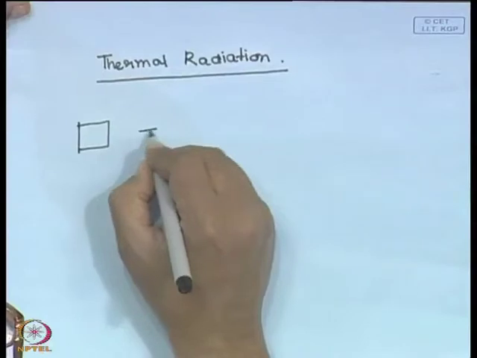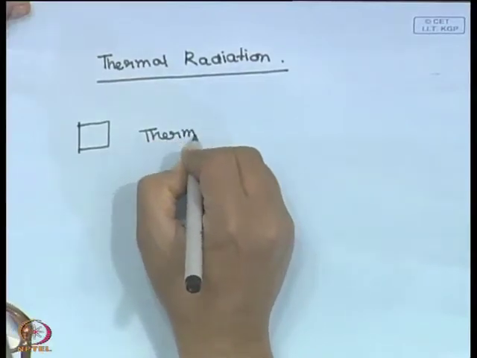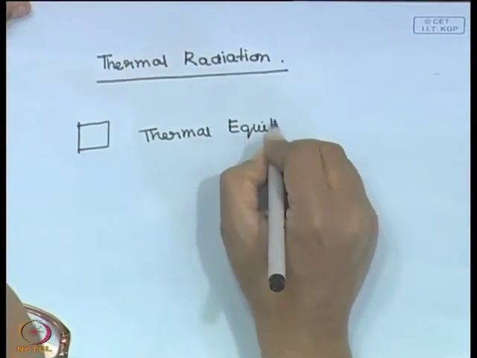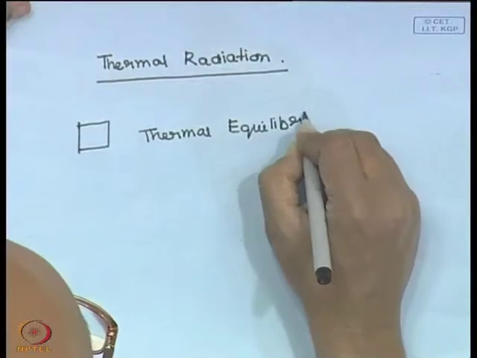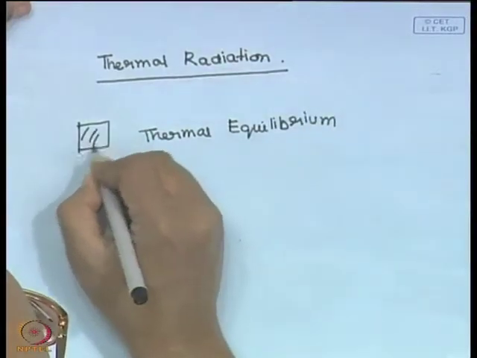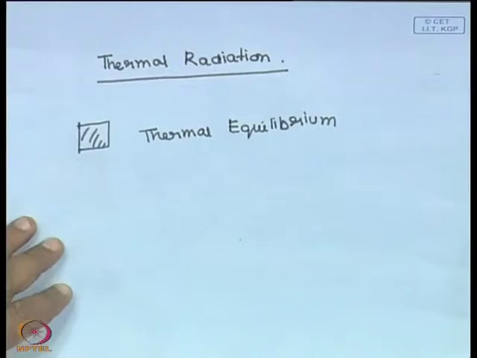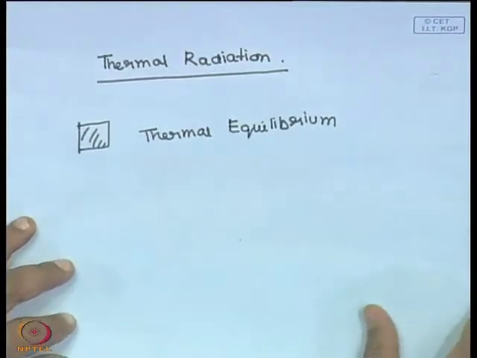So, the material is in thermal equilibrium. Okay. And we start our discussion with a specific situation that is called black body radiation. So, right at the start we are going to discuss what is called black body radiation.